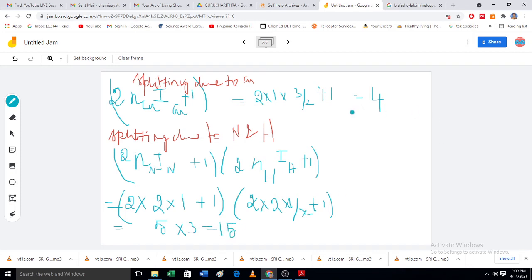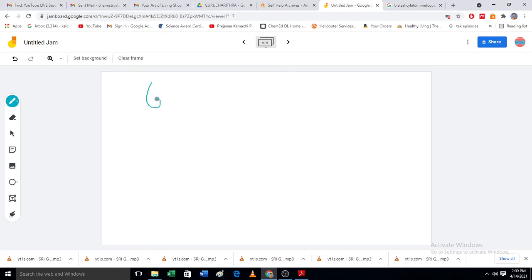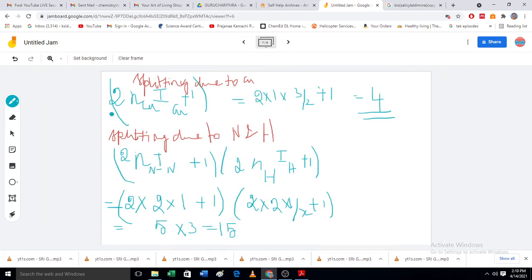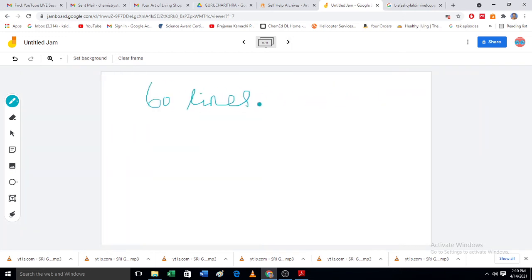So each of these 4 lines is further split into 15 lines. Okay. So totally how many lines are we expecting? We are expecting 60 lines, because the first stage, the splitting due to copper, will result in 4 lines, and each of these 4 lines will be split by the nitrogen and hydrogen into 15 lines. So 4 into 15, 60 lines are expected. Now we will go and see what the real spectrum is.